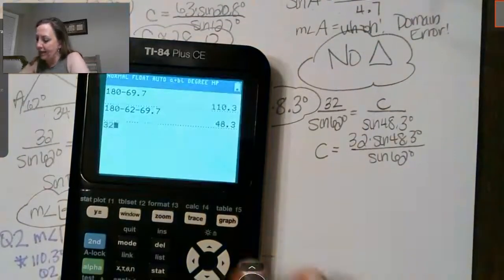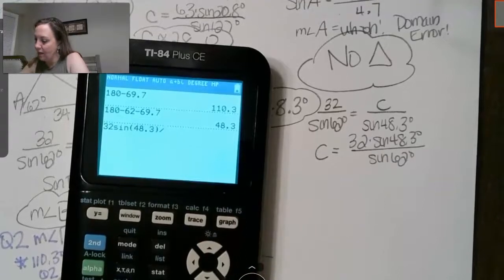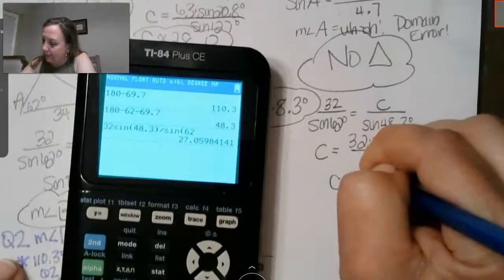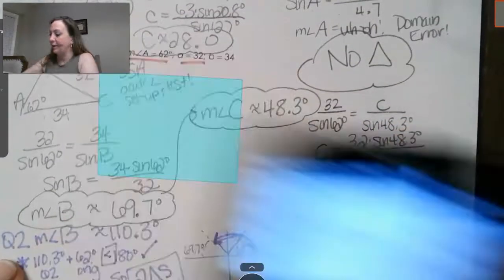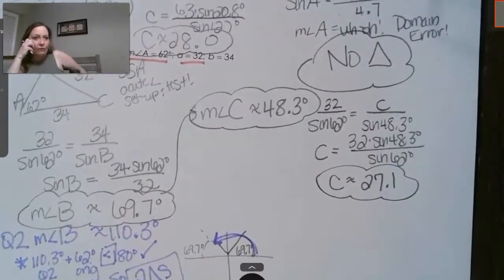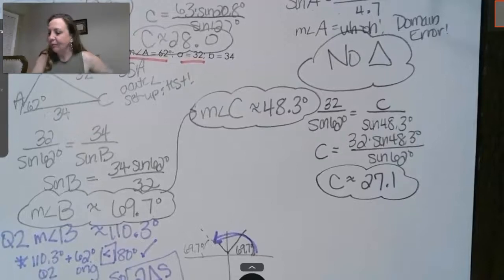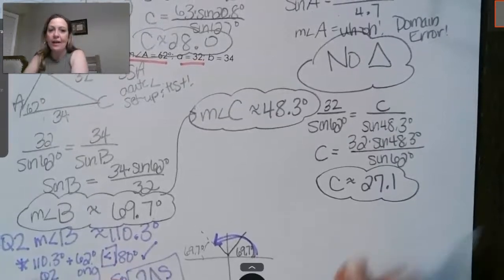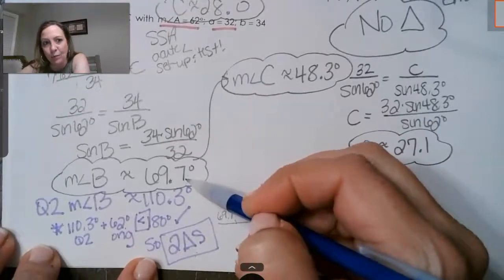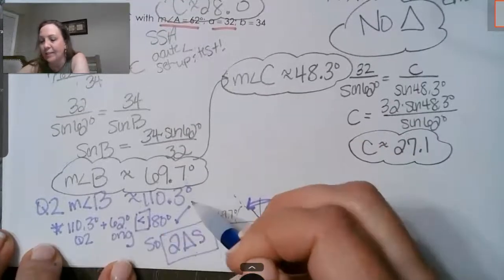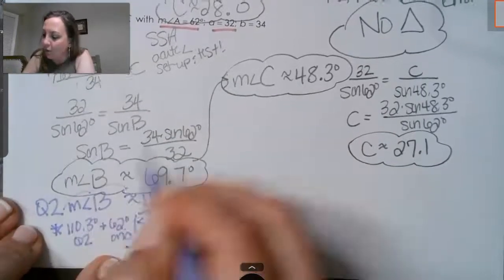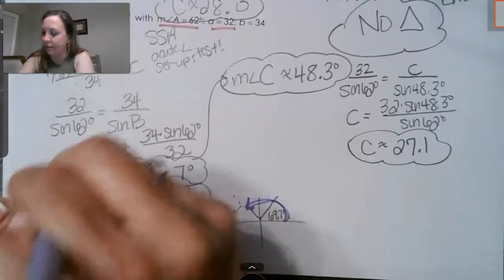Again, we just punch that in. And that gives me that side C is about 27.1. Okay. So that's one possibility for our triangle. But we have another possibility too. It's also possible that instead of being an acute angle that measures 69.7 degrees, that angle B is an obtuse angle that measures 110.3 degrees. So I also want to happy cloud this as an answer.